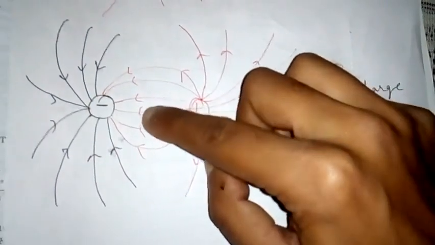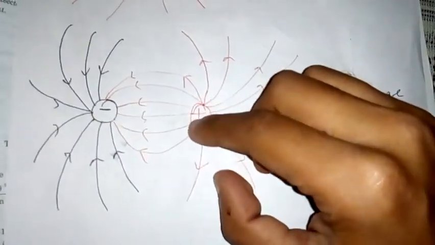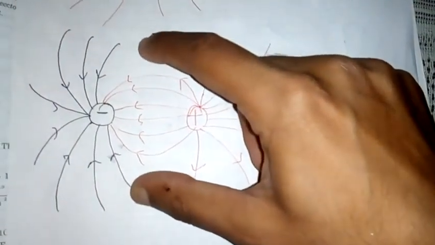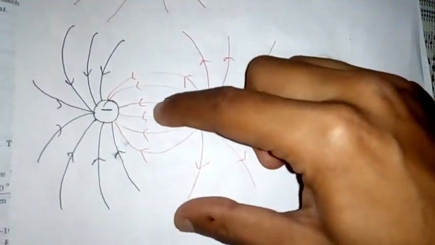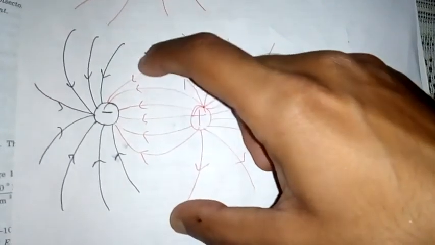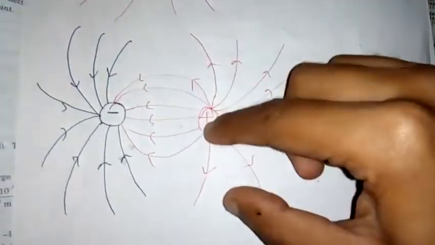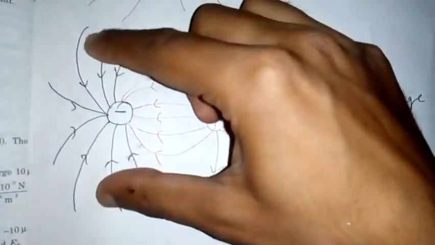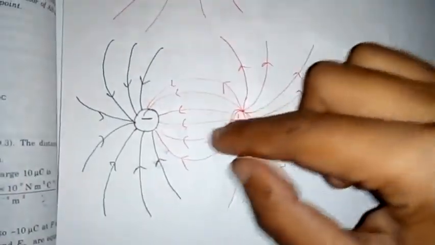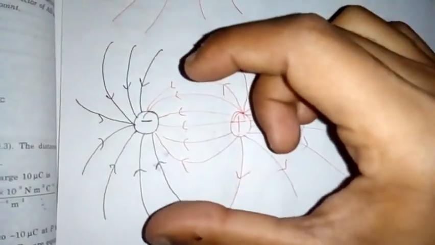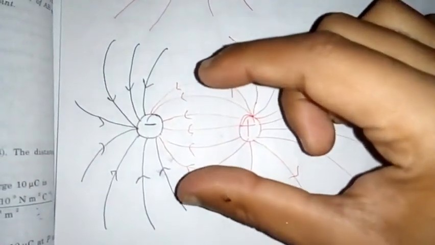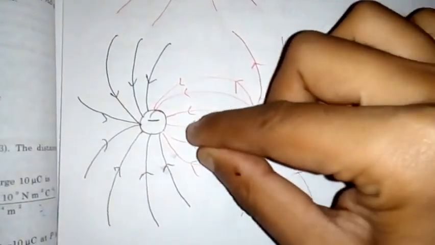If I move the positive charge closer to the negative charge, these electric field lines will close up. As it moves closer and closer, all these electric field lines will join, and once it hits the negative charge, all these lines that you see will become a straight line, and the electric field or electric force will be of a very great magnitude.